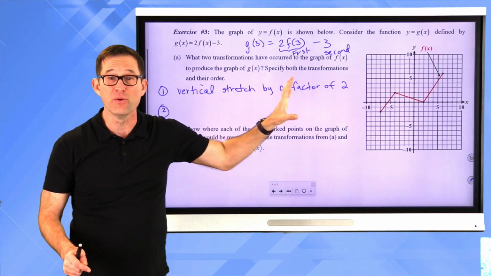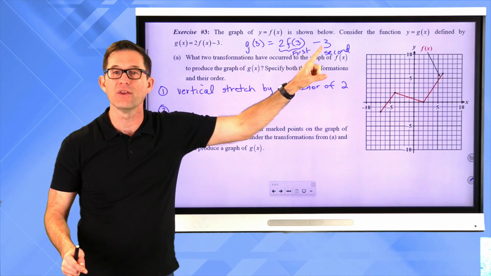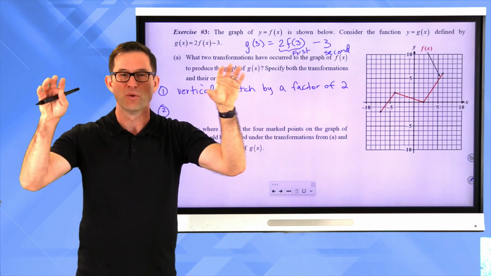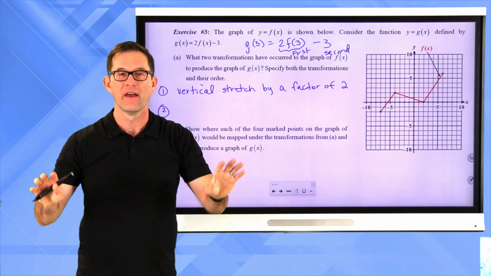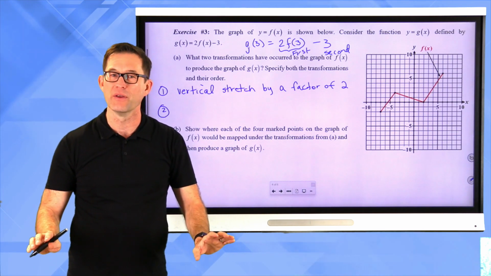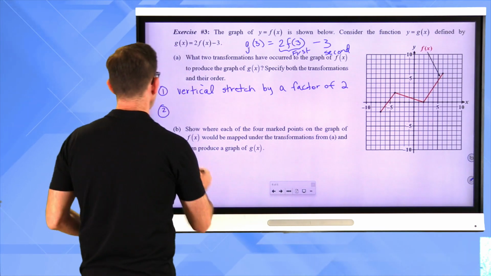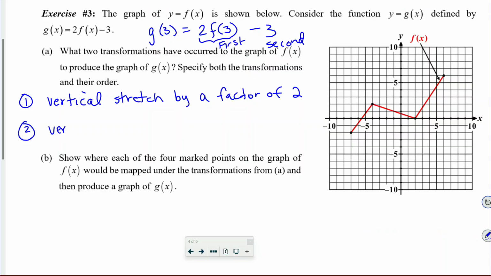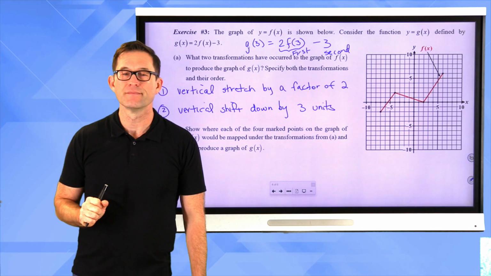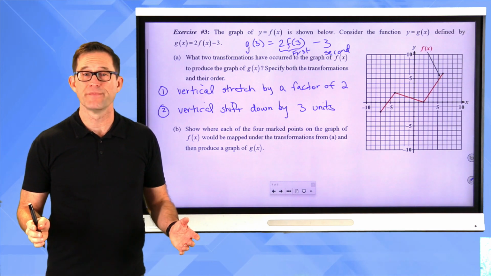And then after you did that, you would take that function and subtract 3 from it, which would take all the y values and make them go down by 3 units each. And what would that do? That would be a vertical shift down by 3 units. All right, that's it.